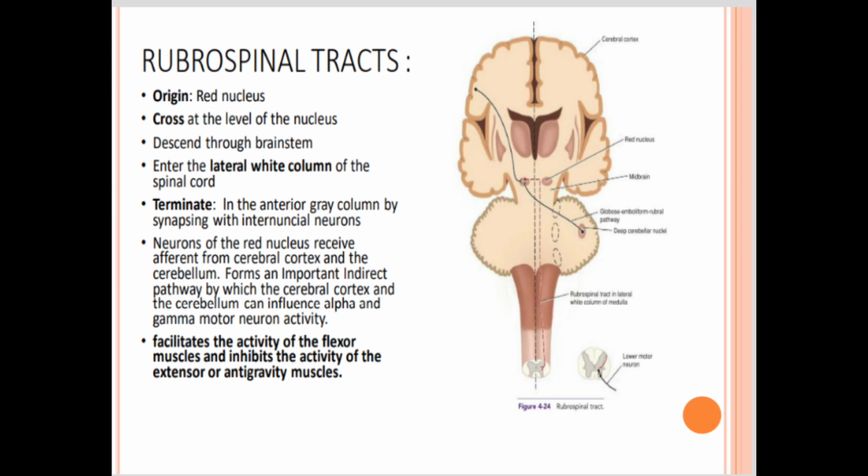So both of these regions use this important indirect pathway to control the alpha and gamma motor neuron activity. And as we have already discussed, this pathway is responsible for facilitating, or you can say activating, our flexor muscles while they inhibit our extensors or the anti-gravity muscles. So is this pathway related with the balance? So the answer is no.